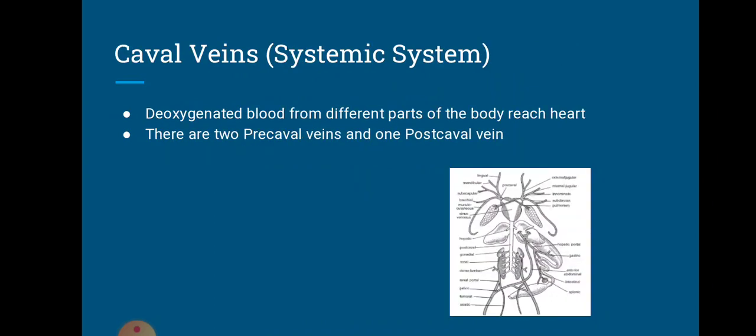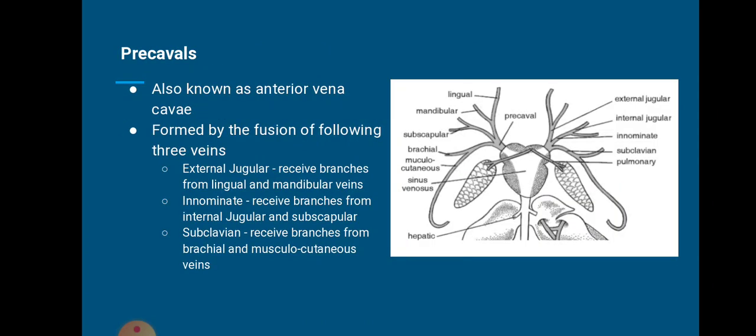Next, the caval veins which form the systemic system. Deoxygenated blood from different parts of the body reaches the heart through these caval veins. There are two precaval veins and one postcaval vein. Precavals. These precavals are also known as anterior vena cavae. Each of these anterior vena cavae is formed by the fusion of the following three veins: external jugular, innominate and subclavian vein.